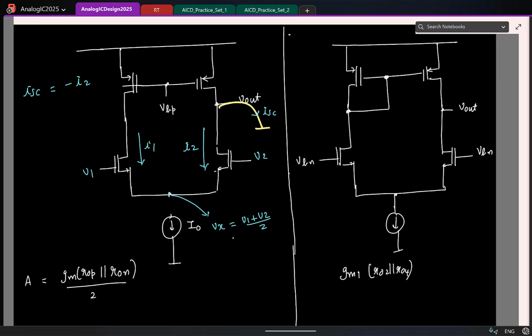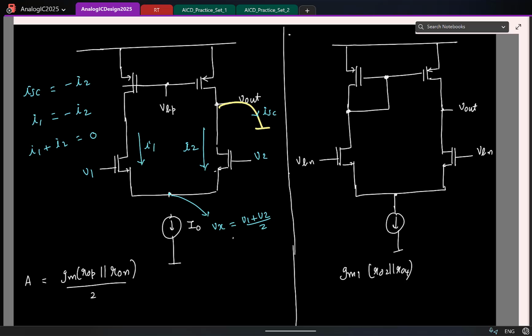Fine. And what can you say about I1 and I2? How are they related? I1 equal to? Is this clear? Because remember, for small signals here I have an open circuit. So KCL will tell me I1 plus I2 is 0. So I1 has to flow like this.